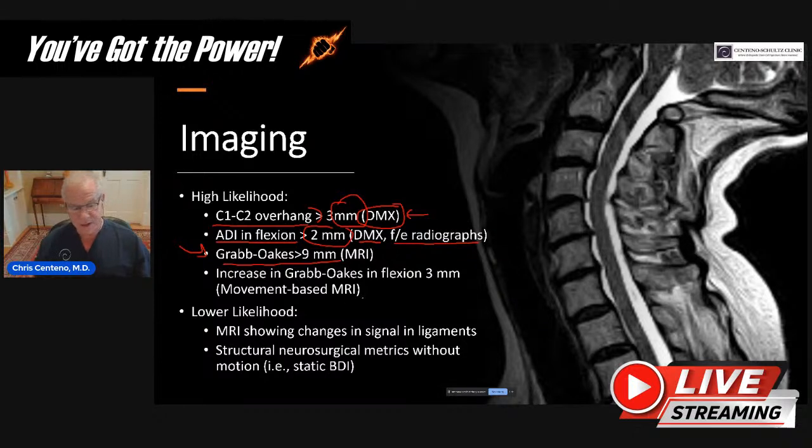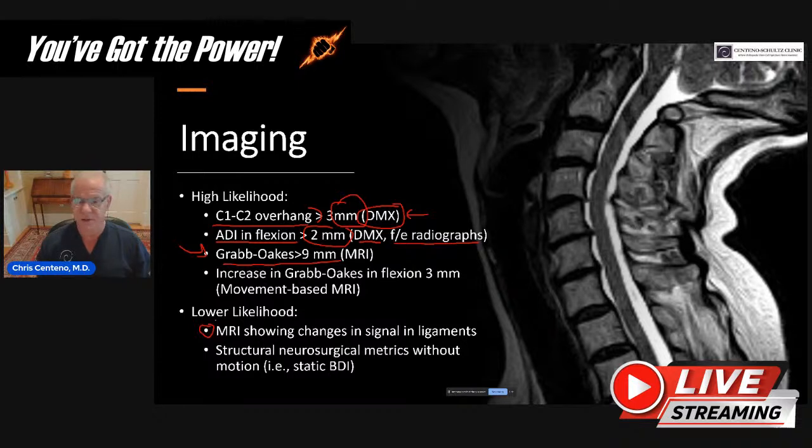Then lower likelihood, an MRI showing changes in signal in the ligaments in the upper neck. But I just made a diagnosis like that today, right? Doesn't mean I can't get there. It just means that we're going to have to see some stuff that looks really unique.